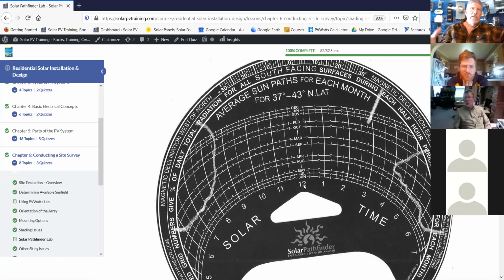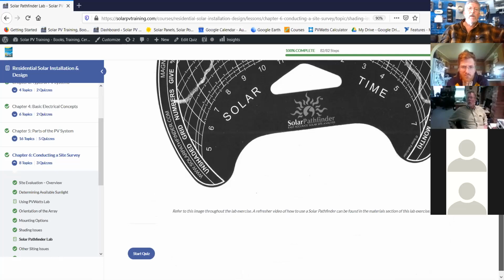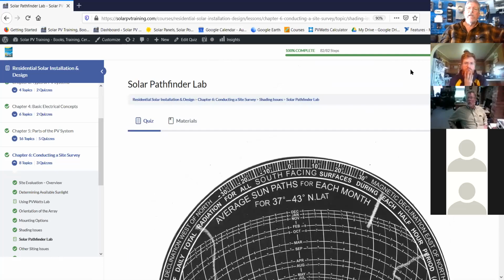I try and reinforce this by telling people the sun doesn't know when you switch from daylight savings time to standard time. And it varies depending on where you are in the time zone. So solar noon might be like 1:30 in the afternoon. It really depends. You can look that up online to find out what it is in your location. So this is what you're seeing.